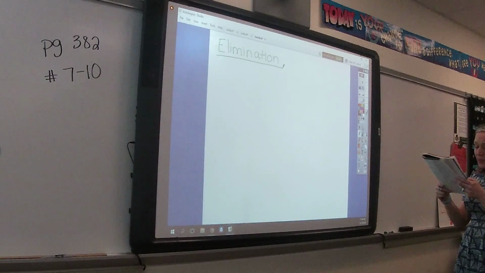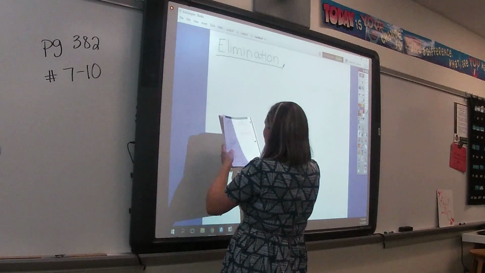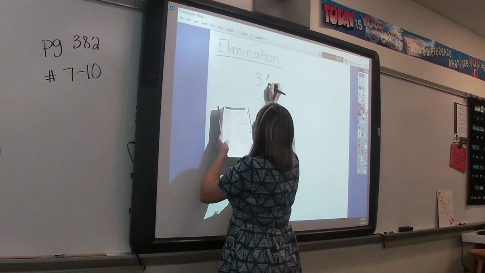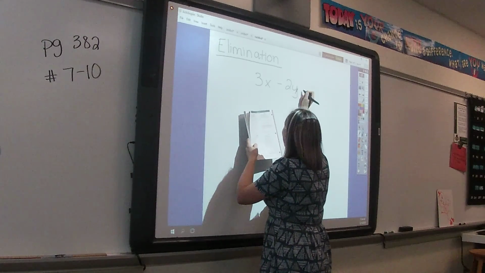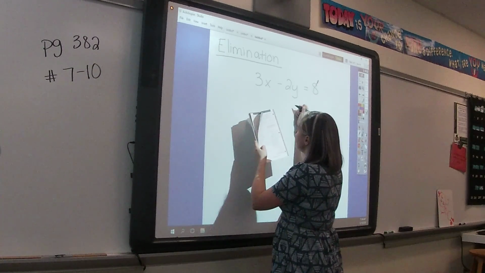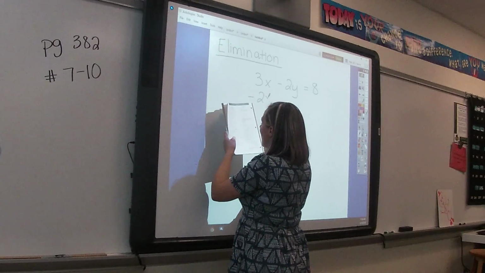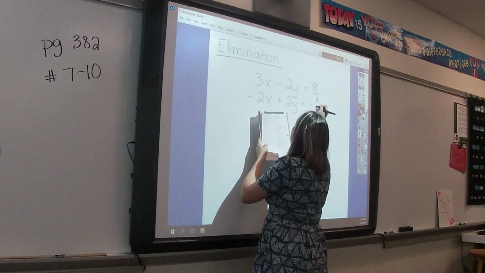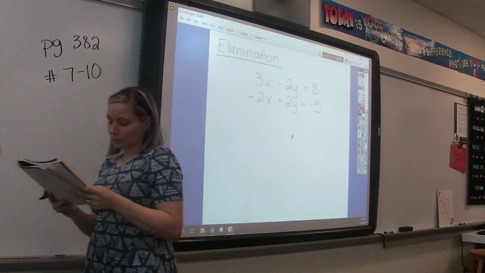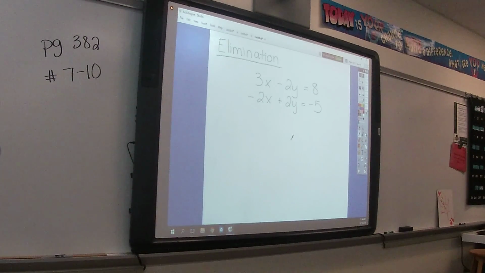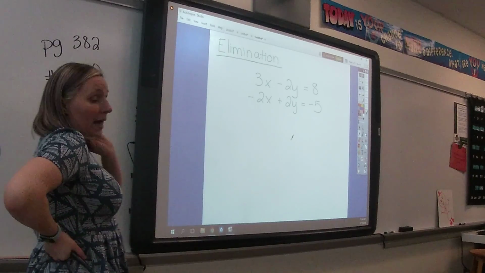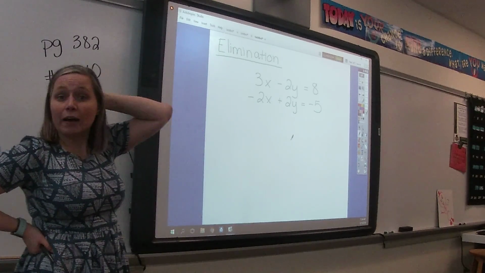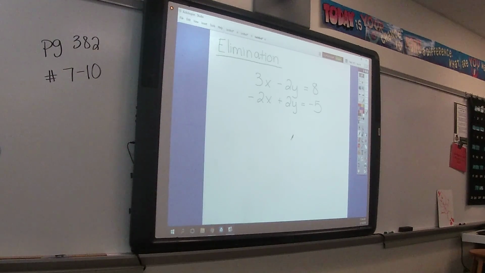So if we have something like 3x minus 2y equals 8, and negative 2x plus 2y equals negative 5. This is two equations and two variables, so this is definitely a system.